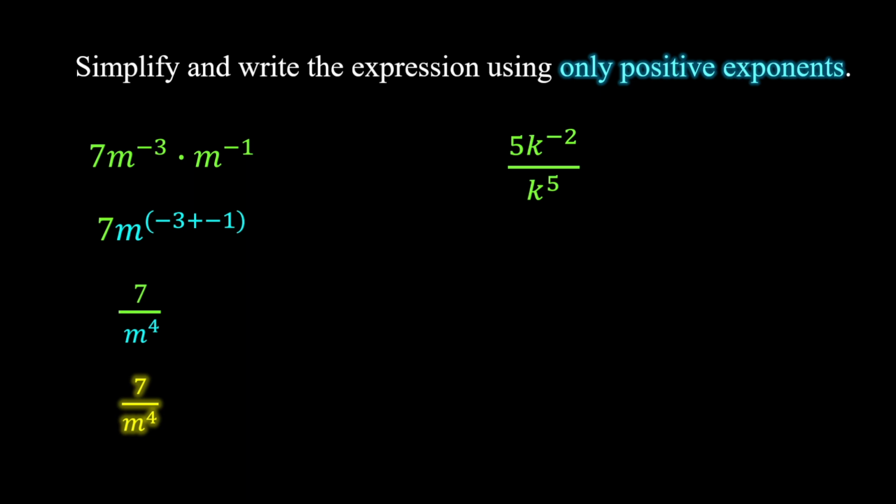Next, we have 5k to the power of negative 2 over k to the power of 5. Remember, a fraction bar means division, and we can divide powers with the same base by subtracting their exponents. Negative 2 minus 5 is negative 7. To rewrite this expression with only positive exponents, move the power of k to the bottom of the fraction, changing its exponent from negative 7 to positive 7. The 5 remains on top. Therefore, we get 5 over k to the power of 7.